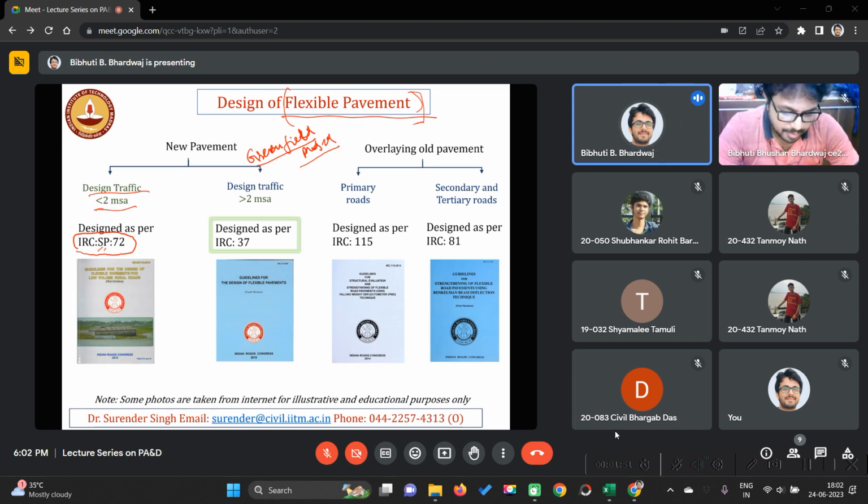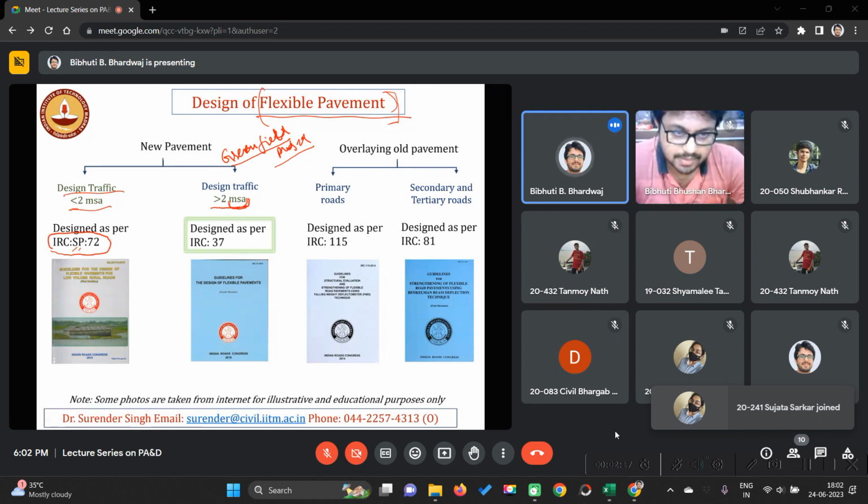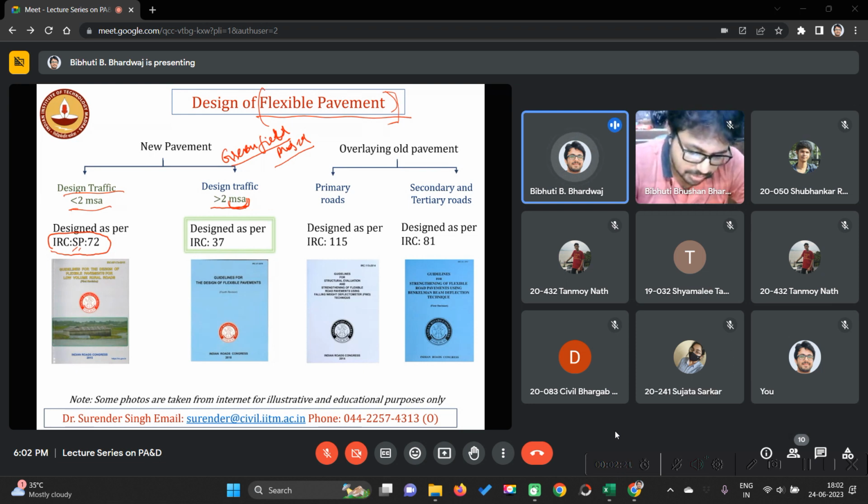design the pavement. But in most cases, the traffic will be more than 2 MSA, and I hope you already know what MSA is, million standard axles. The design period can be 10 years, can be 15 years. So in that 10-15 years of design period, if the total traffic is more than 2 MSA, then you have to use this IRC 37, which we are going to discuss in detail, because in most cases the design traffic will be more than 2 MSA.